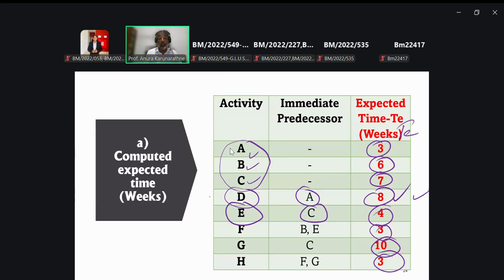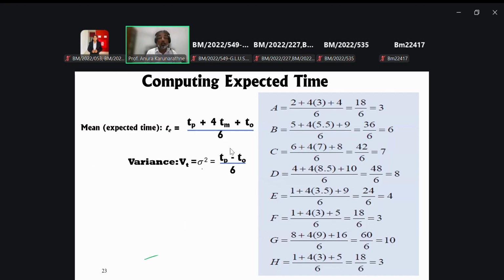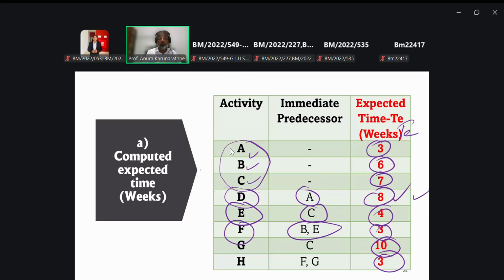Then F after completing B and E, right? F after completing both B and E. So you can see B and E here. After completing both B and E, you can go for F, right? Then if I go to next, G after completing C, right?